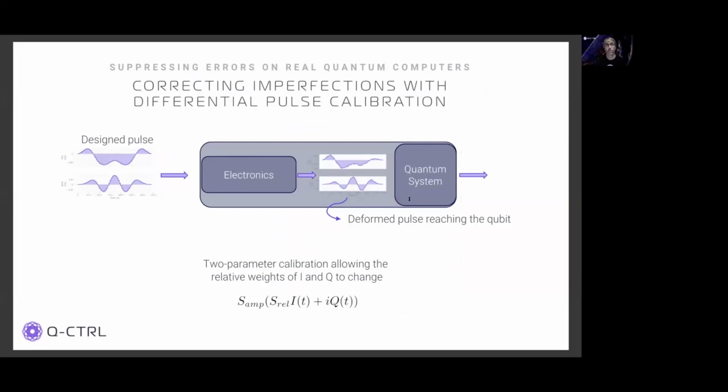Since the effect we're trying to do is undo pulse distortion, the strategy here is to use a two-parameter differential calibration. We call it differential calibration because it allows the I and Q components to be scaled relative to one another, deforming the pulse. After obtaining this relative scaling, we perform a second step, an overall rescaling to maximize the gate fidelity. The hope here is that this differential calibration fixes the deformation induced by the hardware.